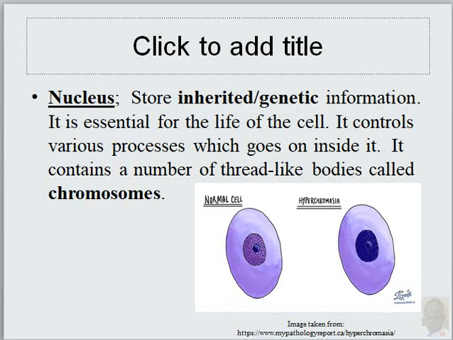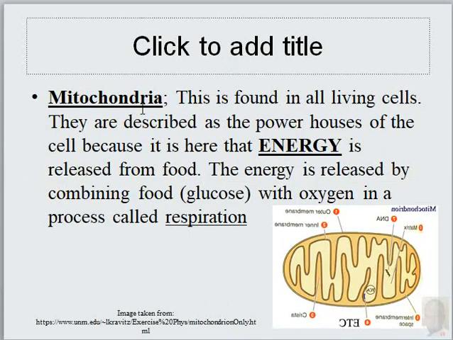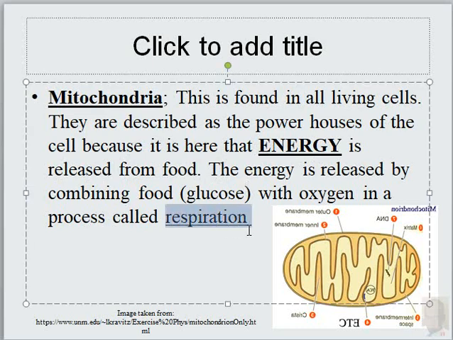The central areas in these two cells would represent what a nucleus would generally look like. Good. The next one is the mitochondria. The mitochondria is found in all living cells. They are described as the powerhouse of the cells, and it is here that energy is released from the food. That release of energy from the food, with the combination of oxygen, we call respiration. So this process of respiration occurs within the mitochondria.